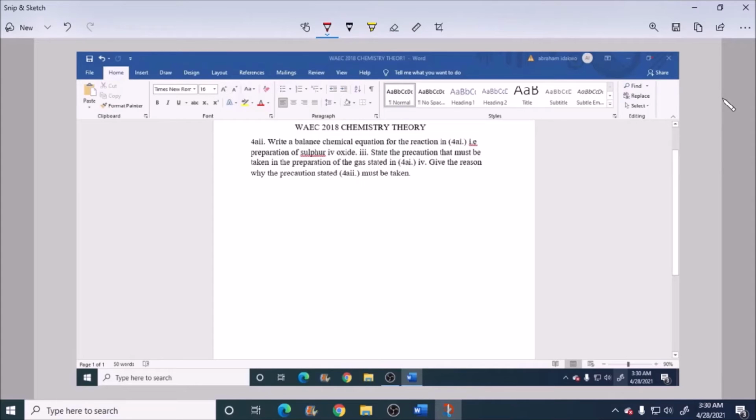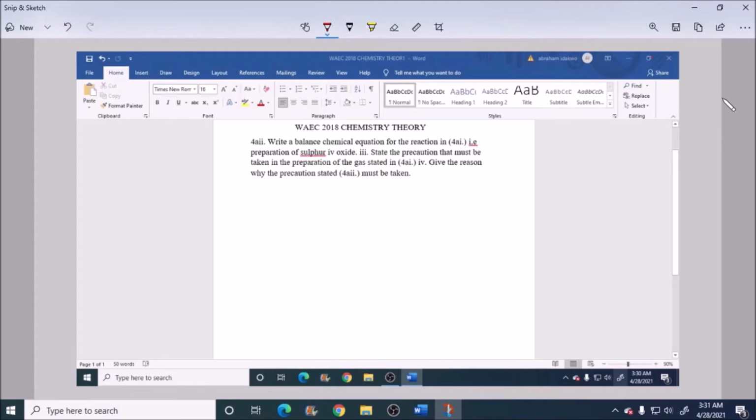Hello, welcome to Tclassified. Today I'll be answering WAEC 2018 chemistry theory question 4a Roman figure 2. Write a balanced chemical equation for the reaction in 4a Roman figure 1, that is preparation of sulfur 4 oxide. Roman figure 3, state the precaution that must be taken in the preparation of the gas stated in 4a Roman figure 1. Roman figure 4, give the reasons why the precaution stated in 4a Roman figure 2 must be taken.